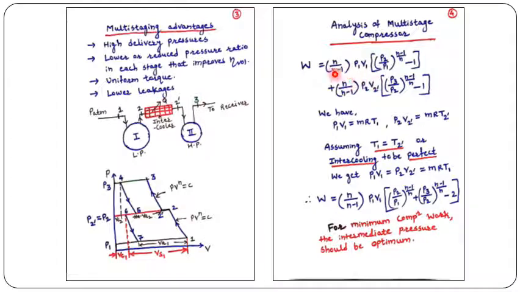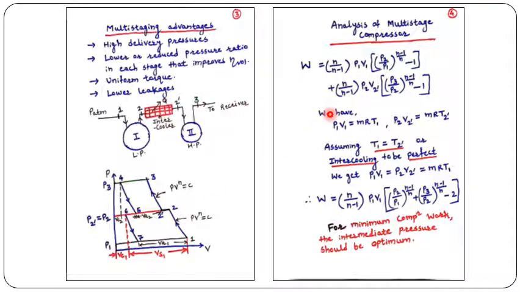So, n by n minus 1 P1 V1, P2 by P1 raised to n minus 1 by n, minus 1, gives you the work which is required in the first stage. Similarly, for the second stage it will be n by n minus 1 P2 V2 dash, times the pressure ratio P3 by P2 raised to n minus 1 by n, minus 1. So, this is the work done which is required for compression in these two stages: work which is required in the first stage plus work which is required in the second stage.